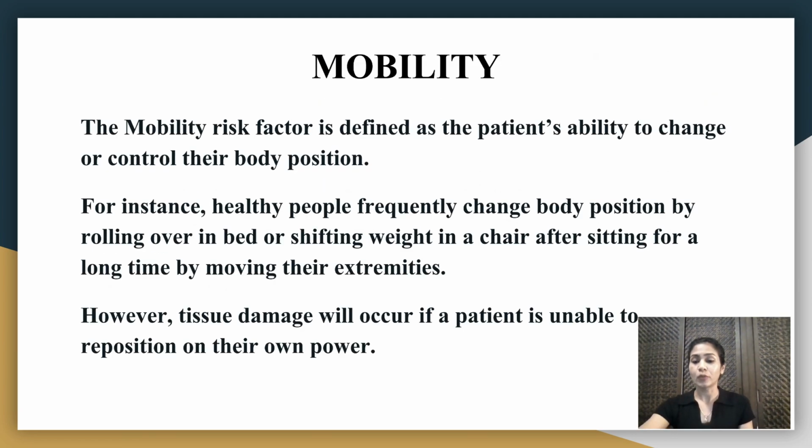The fourth component is mobility. Mobility means the ability of a person to change or control their body position. For instance, a healthy, normal human being can change position according to their comfort. If we are sitting in a chair for a long time, we will change position by shifting the weight to right or left, sometimes by sitting cross-legged. So according to our comfort, we are changing our position, and it also depends upon muscle power. However, tissue damage will occur if a patient is unable to reposition on their own power.